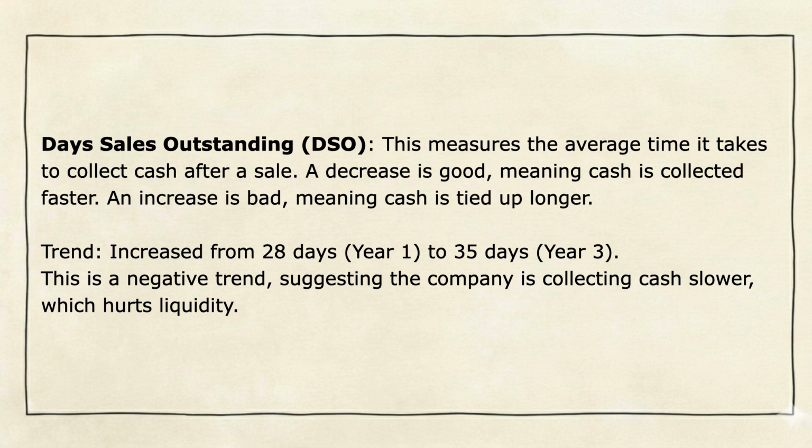DSO definition. Measures the average time to collect cash after a sale. DSO trend. Increased from 28 days to 35 days over 3 years. DSO implication. Negative trend, indicating slower cash collection and potential liquidity issues.